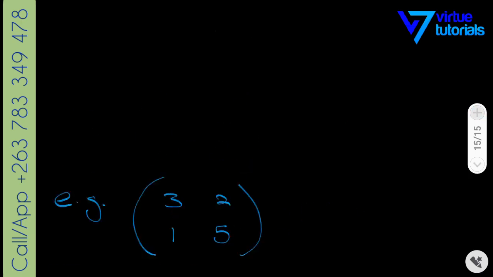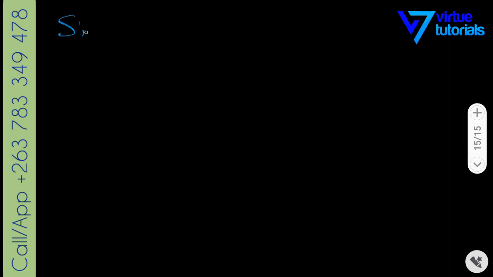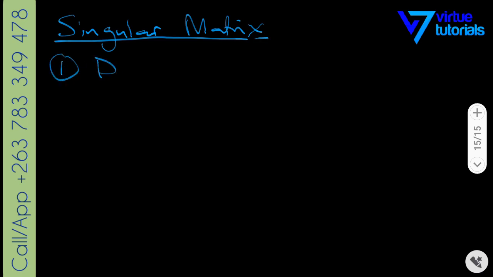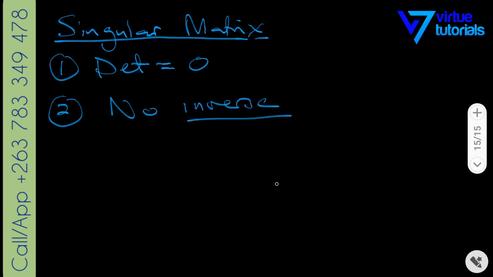Now, last thing I want us to look at is a singular matrix. A singular matrix has two main features. Number one, its determinant is equal to 0. And number two, it has no inverse. We're going to talk about inverse, but for now, I want you to understand that a singular matrix has no inverse. It's impossible to get an inverse for a singular matrix. We will look at inverse in our next and last part of the matrices.